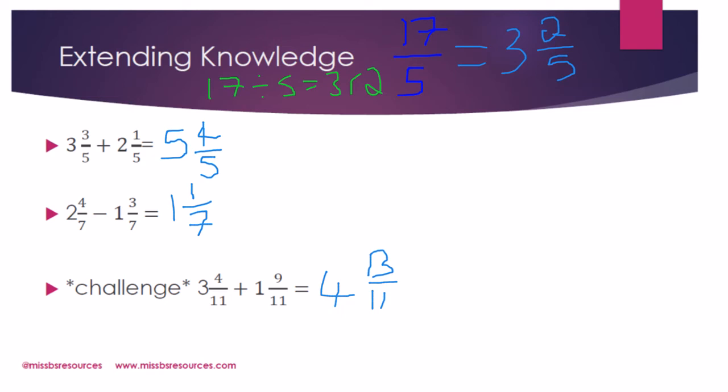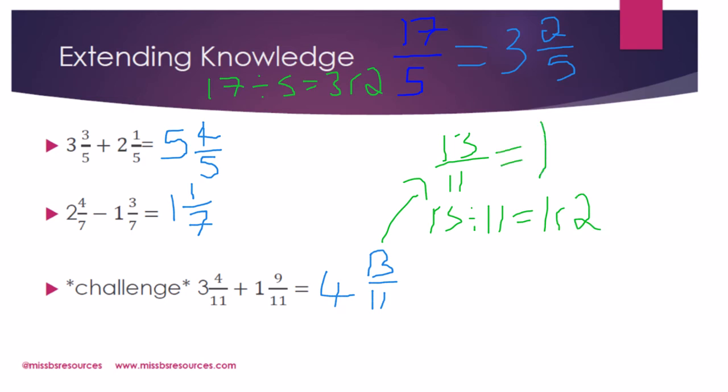So we've got 13 over 11. Well, that's the same as 13 divided by 11, which leaves us with 1 remainder 2. So 13 over 11 is the same as 1 whole and 2 11ths. So this part here is equivalent to 1 whole and 2 11ths.